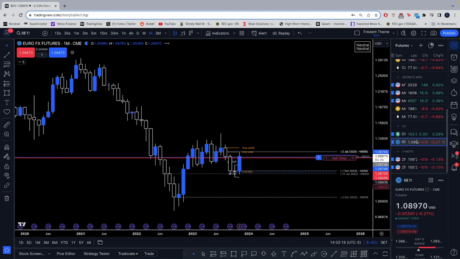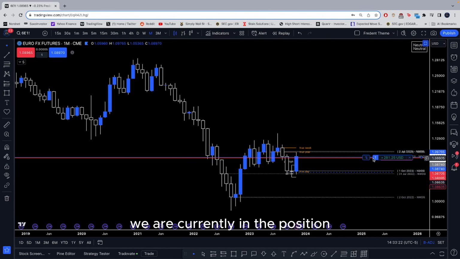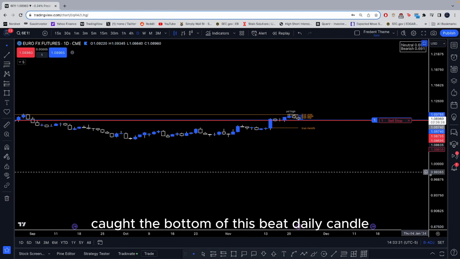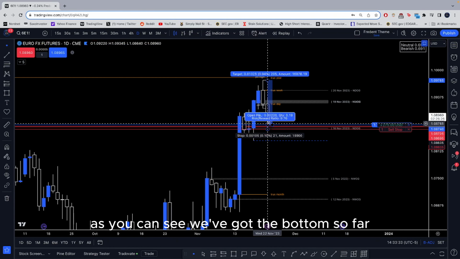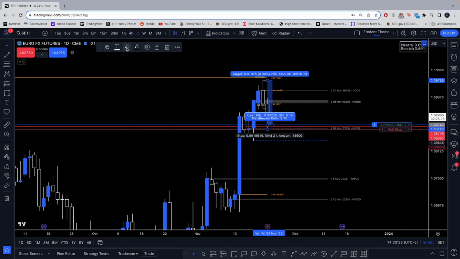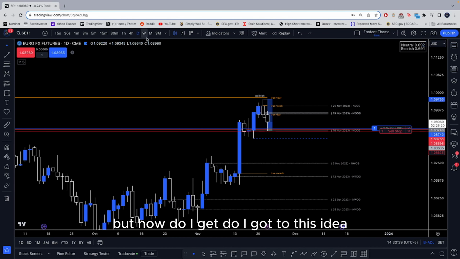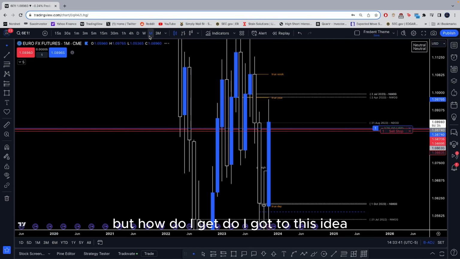Looking at the euro today, we are currently in a position, we are long and we are up so far. We've got the bottom of this daily candle. As you can see, we've got the bottom so far, and it looks like we are just going to win the trade. But how do I get to this idea?